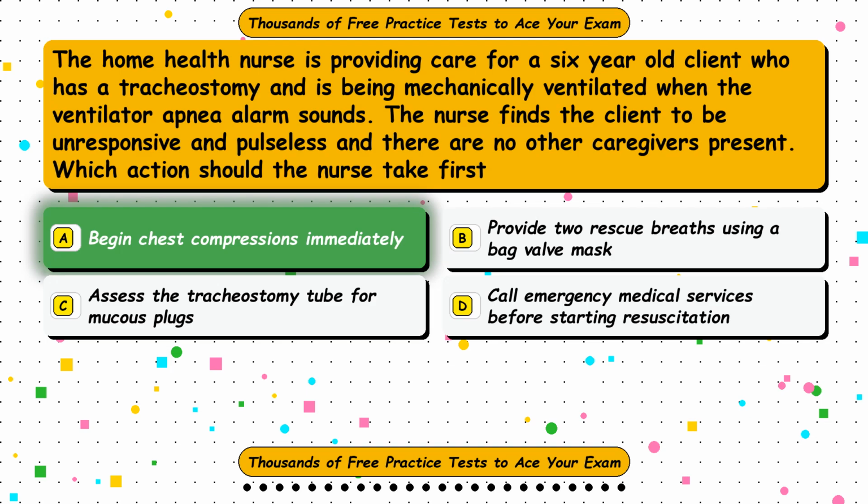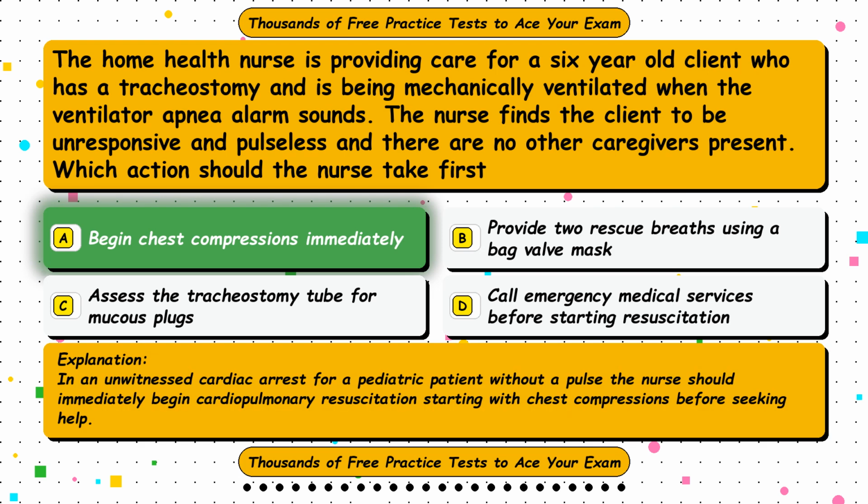The correct answer is option A, begin chest compressions immediately. In an unwitnessed cardiac arrest for a pediatric patient without a pulse, the nurse should immediately begin cardiopulmonary resuscitation, starting with chest compressions before seeking help.